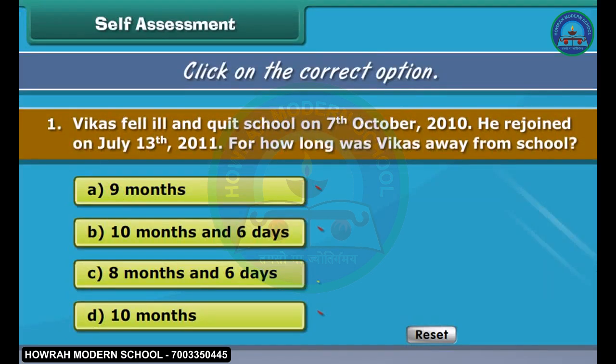Self-assessment. Kids, it's time to know what you have learned. Read questions carefully and click on the correct option.